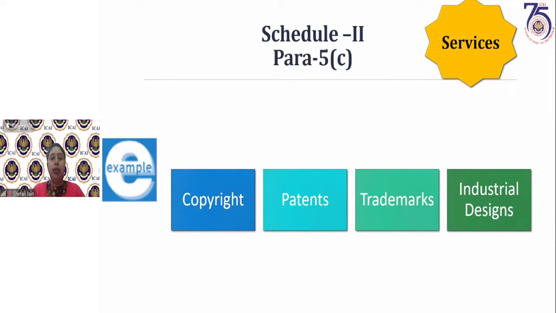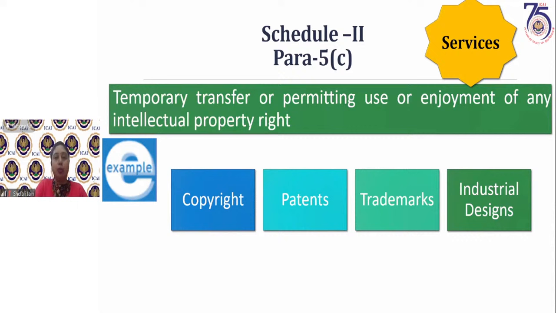Then we have para 5C, which says temporary transfer or permitting use or enjoyment of any intellectual property right. So the first thing is that this transfer is temporary. We are only permitting the use or enjoyment of the IPR, or intellectual property right.